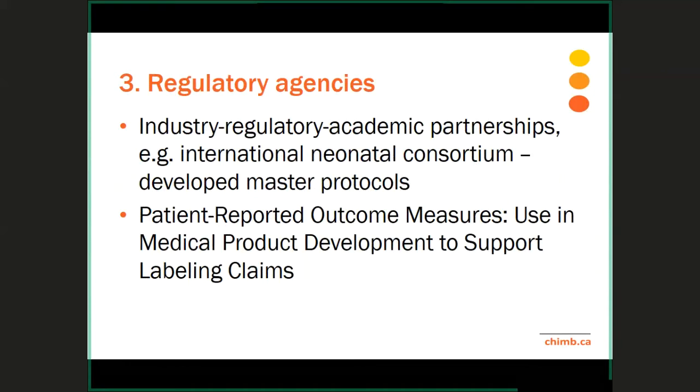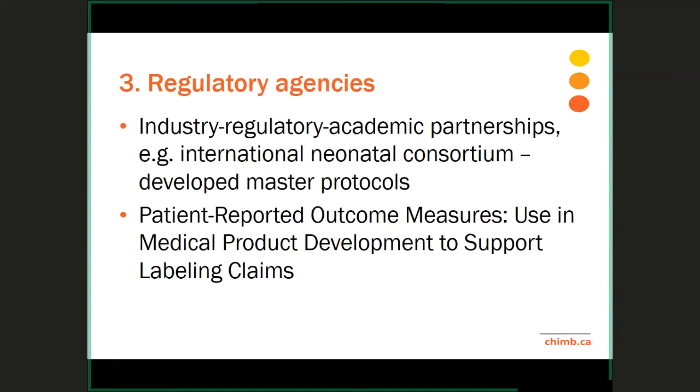So their goal, for some of these more specialized disease areas where they haven't seen a ton of drug development, like neonatology, is to develop master protocols and to actually have these discussions beforehand with the clinical community and the families as to what outcomes are important to them.